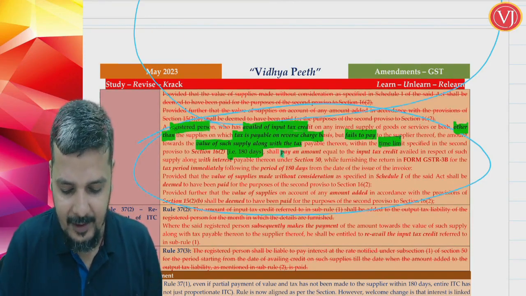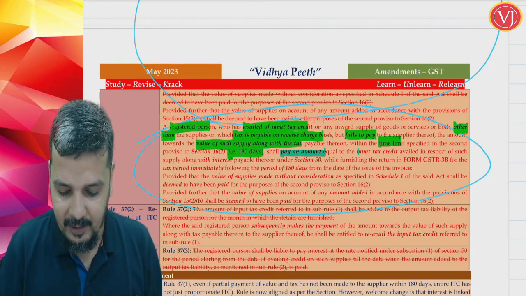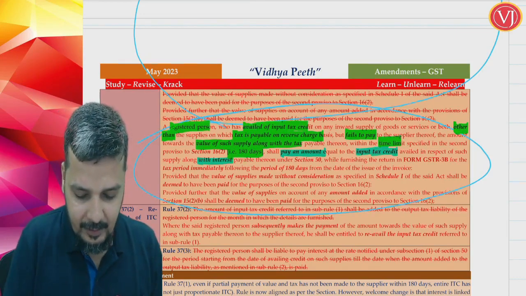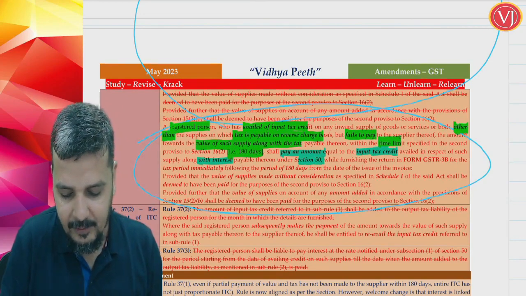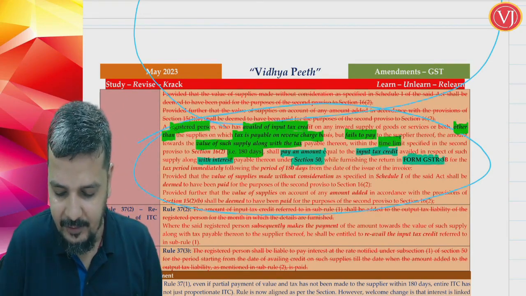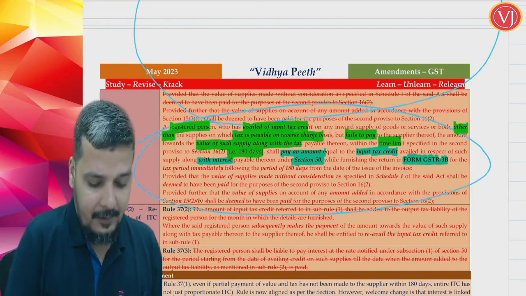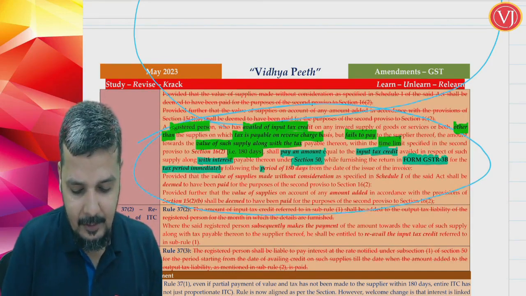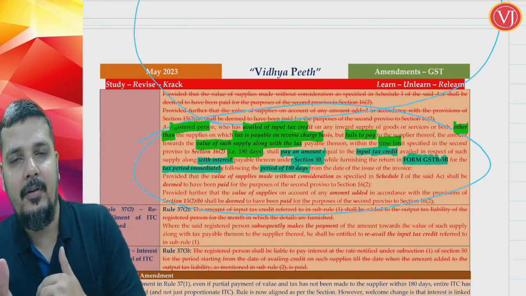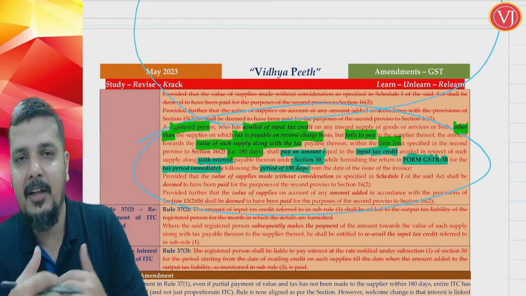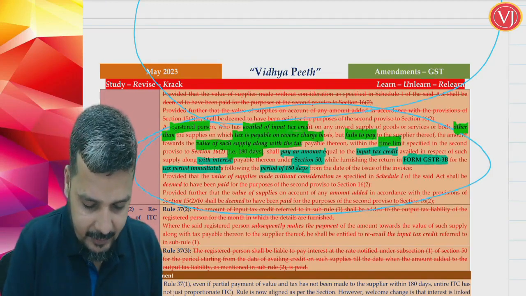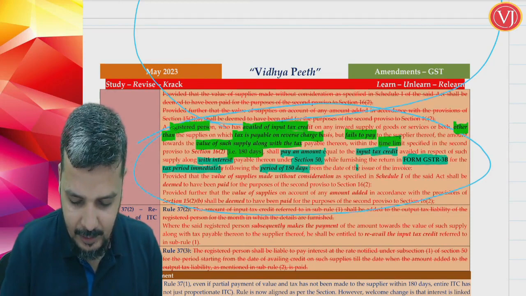Now, what is the impact? He shall pay an amount which is nothing but the amount of input tax credit that he has taken, with interest computed under section 50, while furnishing his GSTR 3B for the tax period immediately following the period of 180 days. So whenever that 180 day period is crossed and still you are not making the payment, immediately after that, if you are filing any GSTR 3B, you need to include that.